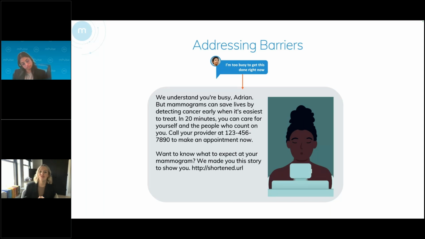So what you're seeing in front of you is an example of someone responding to our initial screening message. They might have said something like, I'm too busy to get this done right now, and then the response from our system. Within this message back, we're trying to relate to the member's concern. We want to use the spark effect in order to, again, reduce the perceived effort. We have things like, in 20 minutes, you can care for yourself. We have words like, it's easiest to treat, those types of things that are going to trigger things in the member's brain. We are really trying to lower what they perceive to be the effort of this.